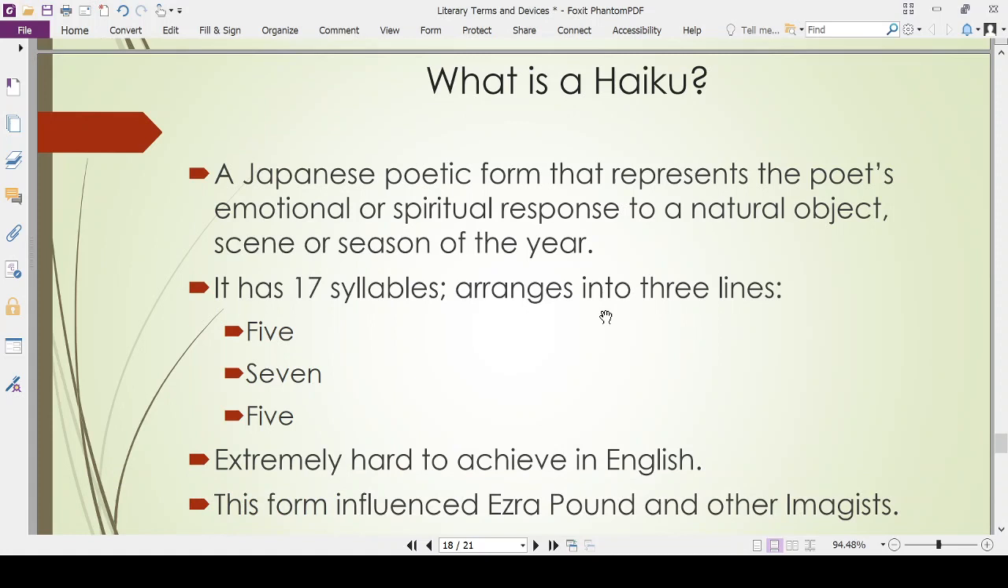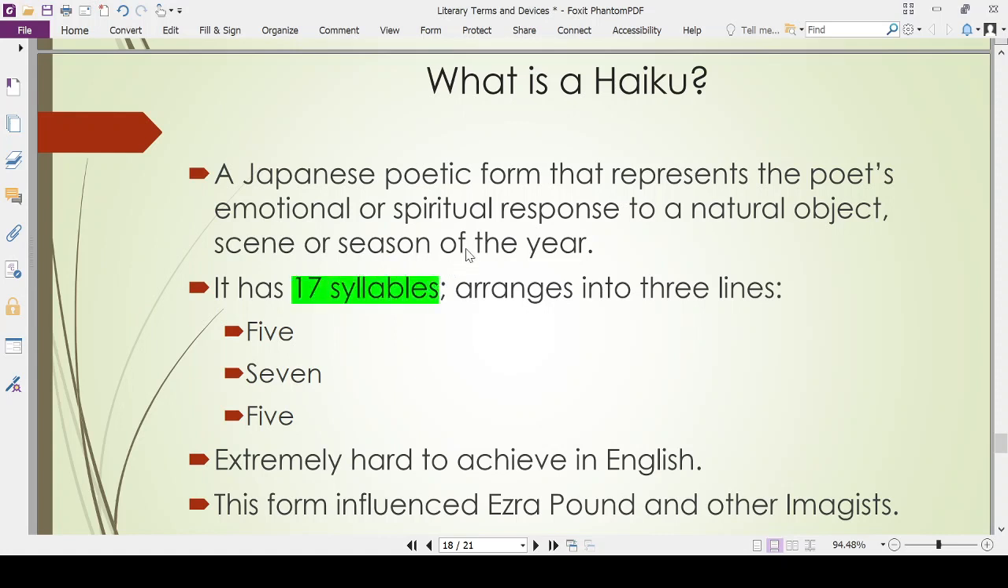What is a haiku? Well, haiku is a Japanese poetic form that is usually written to represent the poet's emotional or even spiritual response to a natural object, to a natural scene, or to the beauty of one of the seasons of the year. One of the rules of writing haiku is that it should have only 17 syllables.